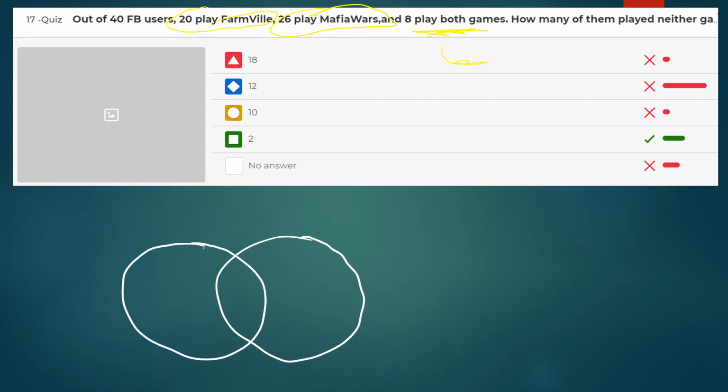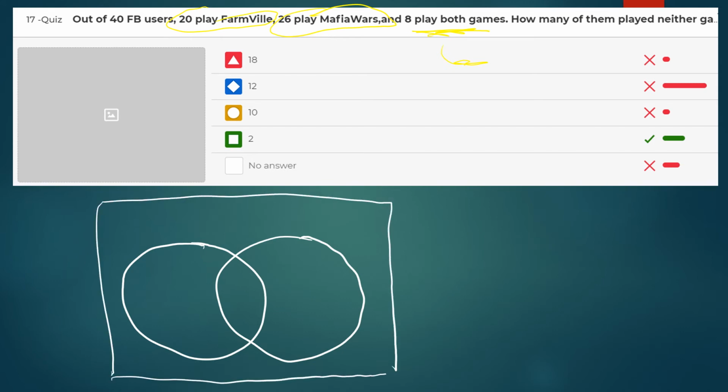Ito, both games. Okay. So, ang sabi dyan, out of 40, so ang N natin will be 40. Kasi 40 Facebook users daw. So, given, let's say for example, this will be for Farmville, this will be for Mafia Wars.